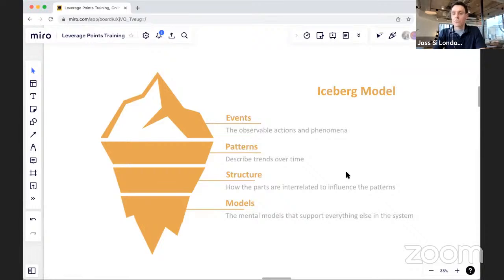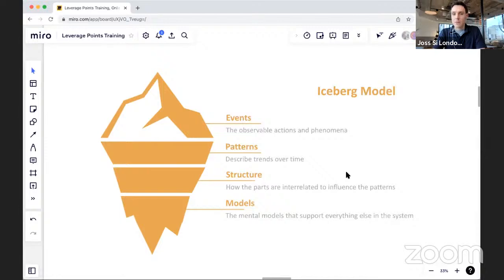Beneath those is the structure, how the parts are interrelated to influence and create the patterns. And those structures are actually created, and the whole system is ultimately created out of our mental models that support everything else in the system. How we're looking at that system, how we're understanding it, how we're understanding what we're doing in this system is really going to structure everything that follows from there.